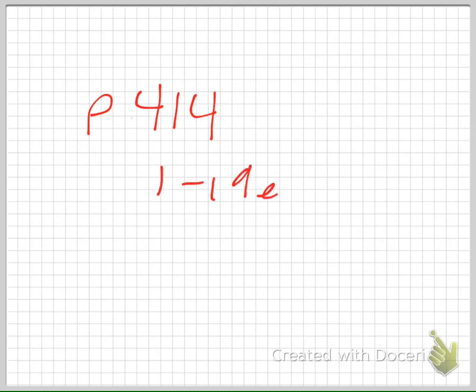Today's homework is page 414, 1 through 19 even. Is that all I gave you? Too easy. Whatever. 1 through 19 even. Okay?